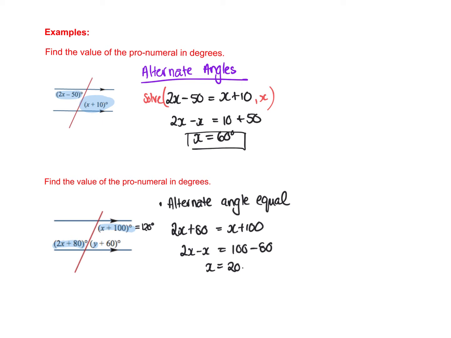Okay, now these two angles here, they're co-interior, so they add up to 180. So I know if they add up to 180, and there's 120 up here, this one must add up to 60. So because y, it's already got 60 there, y must equal 0. Okay, so that one, because we already know, so co-interior.